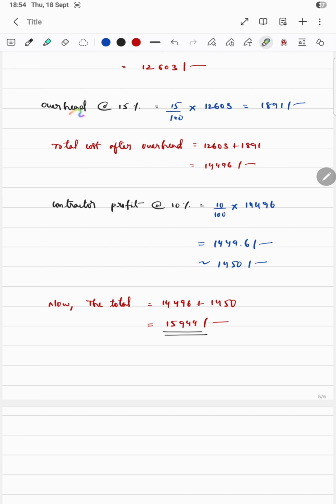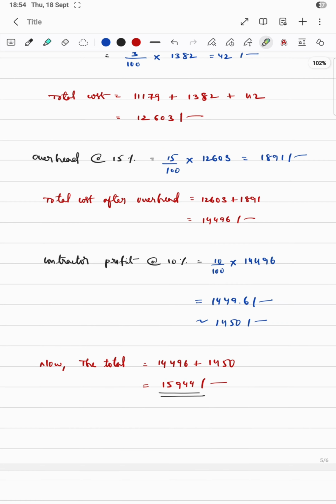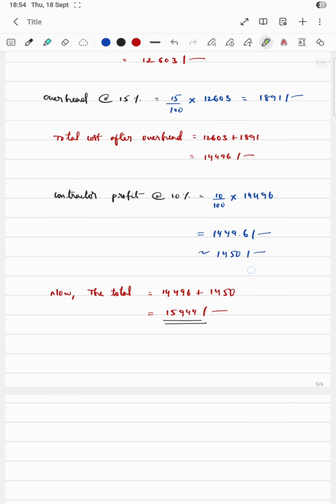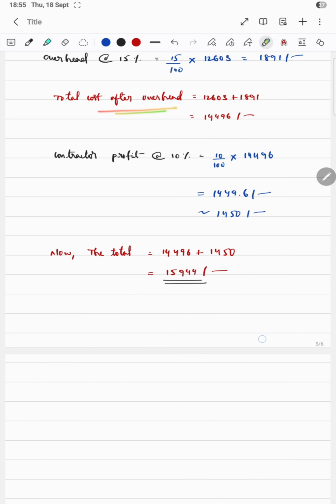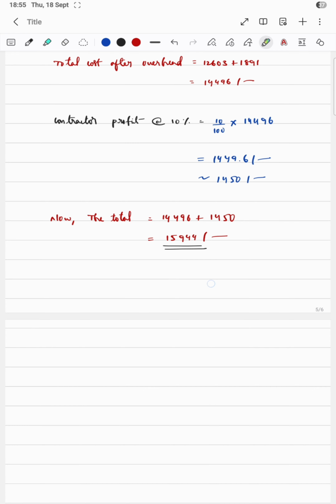Overhead charges are the charges like rents, material acquisition, material safety and electric usage. They have a 15% share, so we multiply 15 by 100 into the total cost. We get 1891 as overhead. Then we sum all this, and the total cost after the overheads is 14,496.